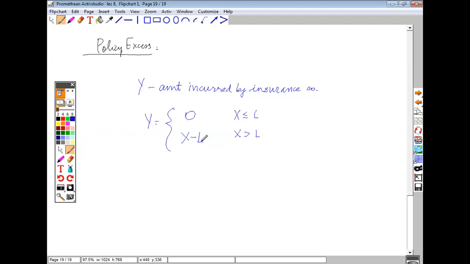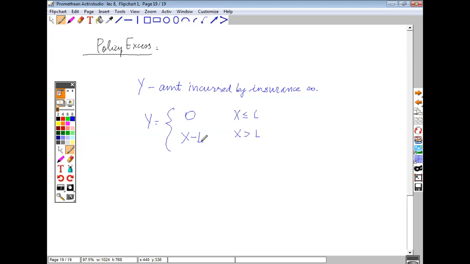Exactly right. Again, this can be the case; it is just the way you define a policy. But when you look at the policy excess, in this particular scenario the insurance company won't pay the first L part of the claim. They will only promise to pay the X minus L part of the claim. So we have a policy excess, and that is why you say excess. Everything that exceeds L will be paid by the insurance company. The previous part, the customer has to incur themselves.